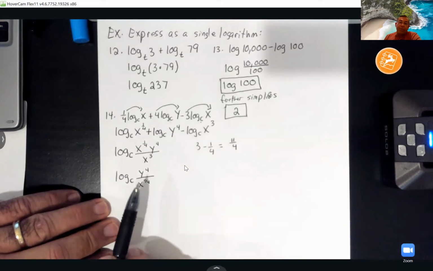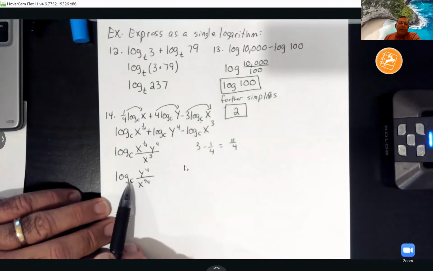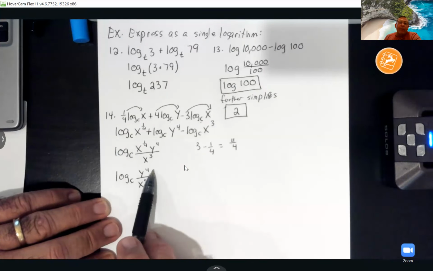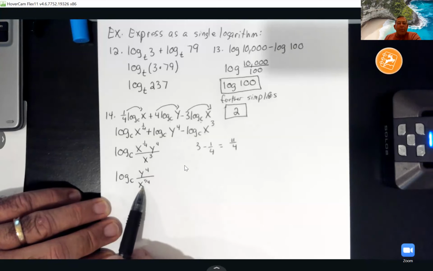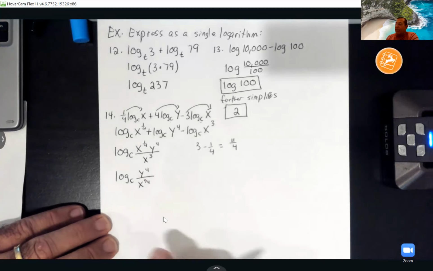Now, I ain't gonna lie, this one's a bear to put in MathLab. Once you put in the log and the subscript C, you put a fraction here, put in your Y to the 4th, and then when you click down on the bottom and put in that X, you got to click the exponent and make it a fraction. So this one's tricky in MathLab to put in. If you have issues on that one, I can help y'all out in MathLab, okay?